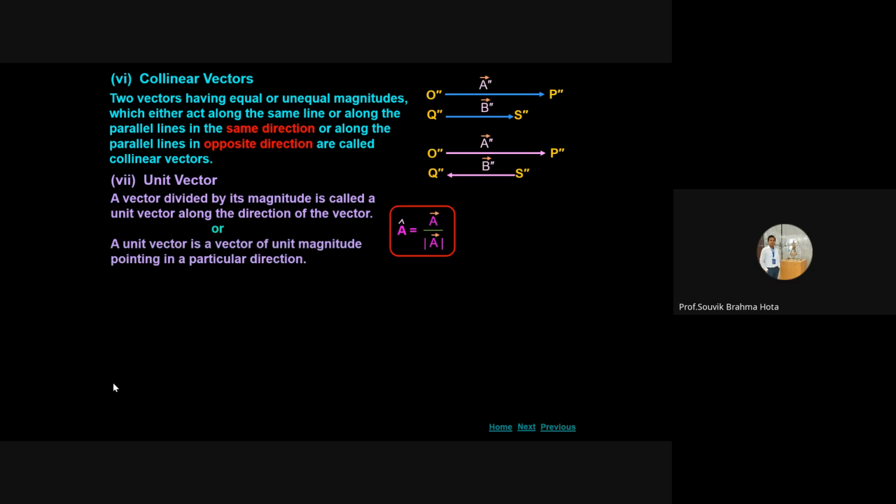A unit vector is a vector of unit magnitude pointing in a particular direction. So it has no dimension or unit. It is used to specify direction only. You see the Cartesian coordinates xyz. OX is a horizontal line on this screen, OY is a vertical line, and OZ represents the Z axis, which is coming out from the screen.